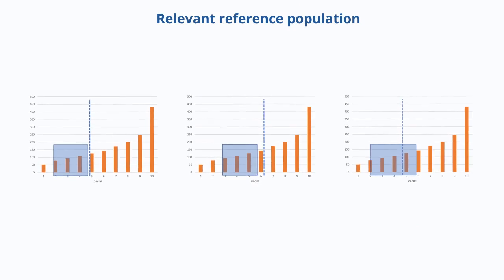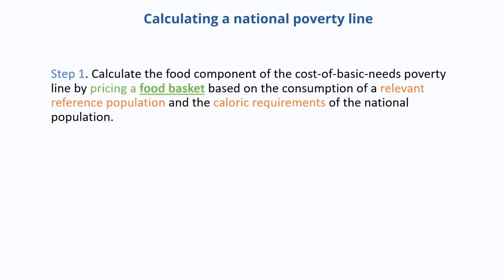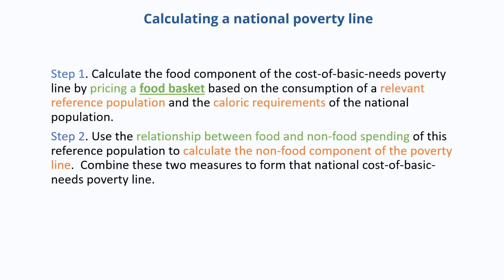We then look at a relevant reference population. So in choosing your relevant reference population, you always drop the first and the highest and lowest deciles of the population as their consumption patterns vary from the majority, and then you generally try to find the 2 to 3 deciles around your final poverty line. Then there's the caloric requirements. Caloric requirements can vary, and the FAO has recommendations, but it is necessary to choose a value. The second step is to establish the relationship between food and non-food spending, and use that to calculate the non-food component of the poverty line.